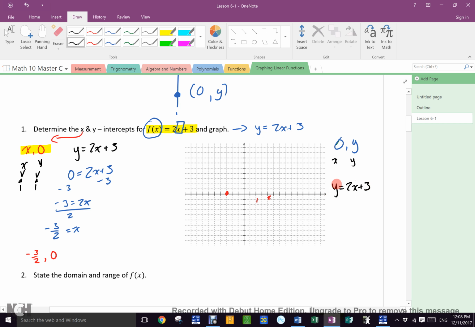What can I put in there? The x is 0, so what do I write there? So y equals 2 times 0 plus 3, right? What's 2 times 0? So y equals 3. So where do I put my dot? Y equals 3, but I got to be careful because of the way I graphed x, right?